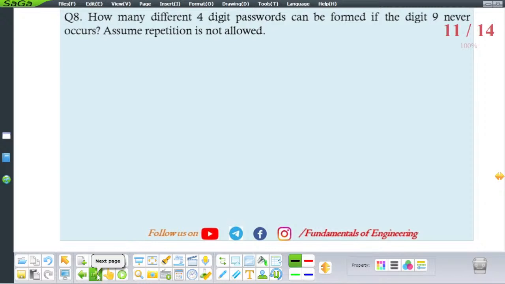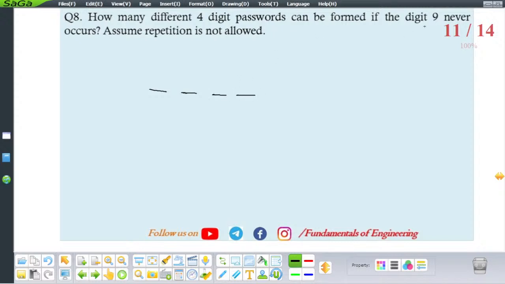We'll move towards the next question. How many different 4-digit passwords can be formed if the digit 9 never occurs? In the last question we saw that the digit 5 always occurs. Here the digit 9 never occurs. Say I have an allergy with the number 9, so I can't use it.